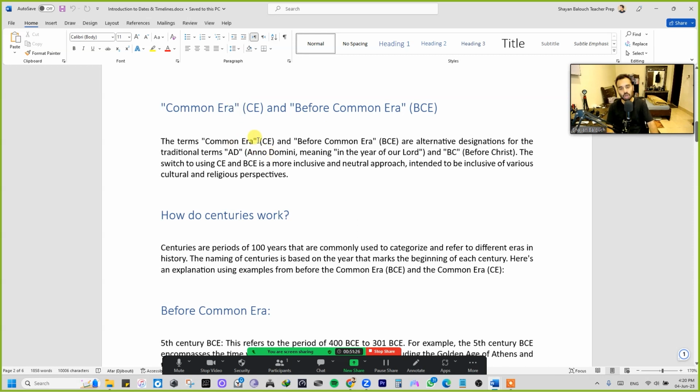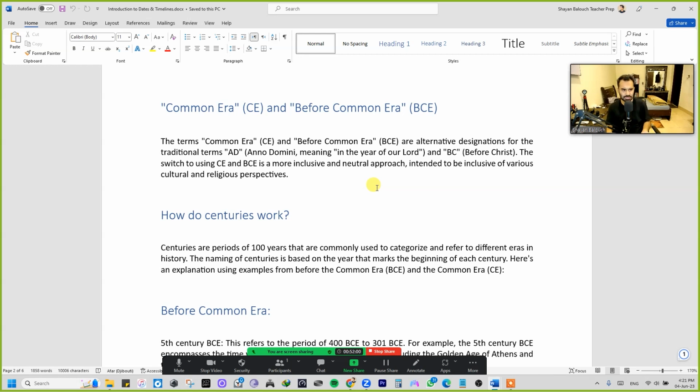Now, the terms common era, CE, and before common era, BCE, are alternative designations for the traditional terms AD, Anno Domini, meaning in the year of our Lord, and BC, before Christ. The switch to CE and BCE is a more inclusive and neutral approach, intended to be inclusive of various cultures and religious perspectives. So before the concept of common era and before common era, people used to say AD, Anno Domini.